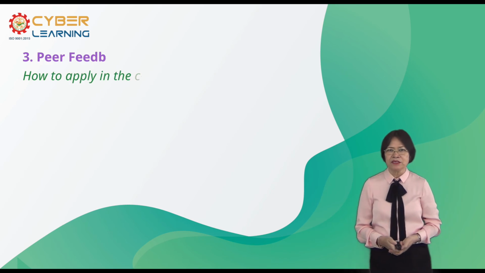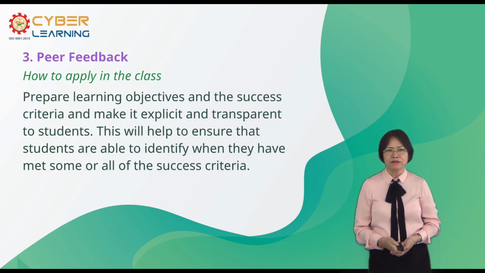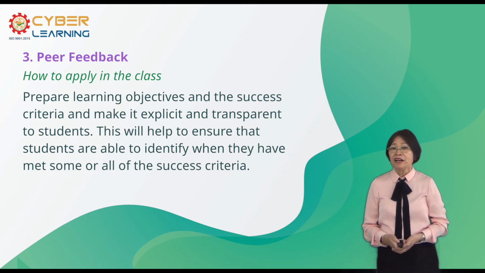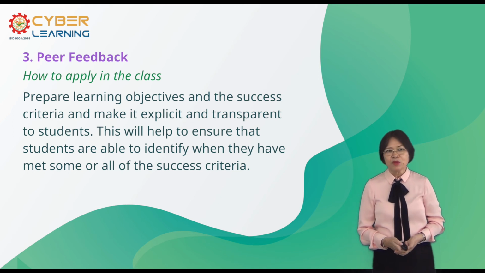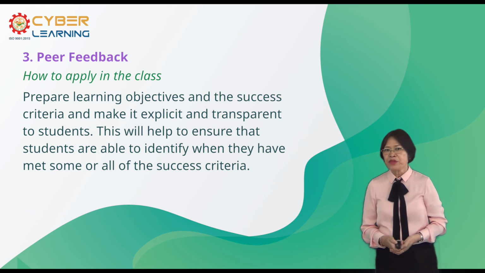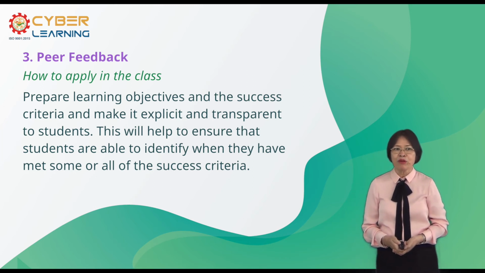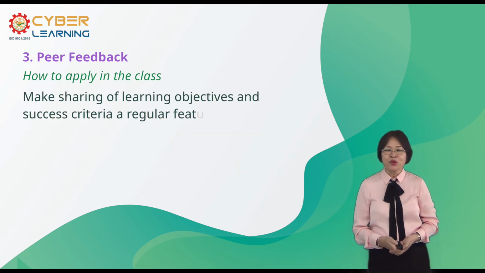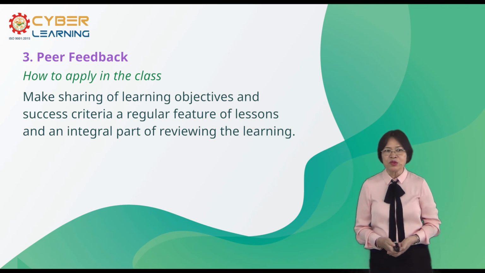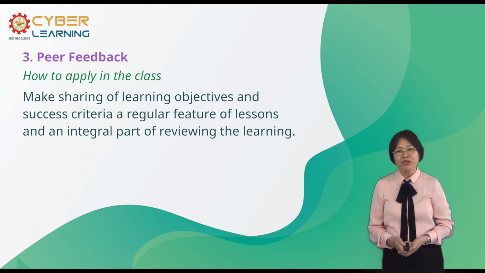How to apply in the class. Prepare learning objectives and the success criteria and make them explicit and transparent to students. This will help ensure that students are able to identify when they have met some or all of the success criteria. Make sharing of learning objectives and success criteria a regular feature of lessons and an integral part of reviewing the learning.